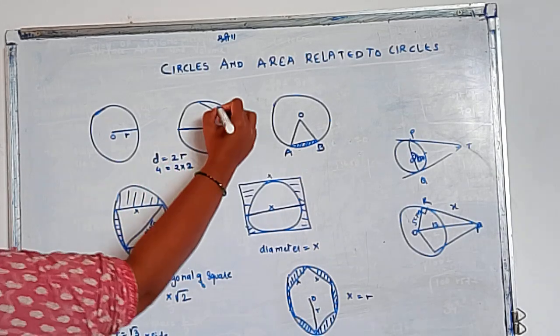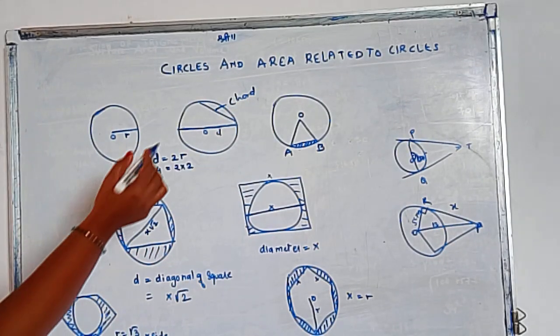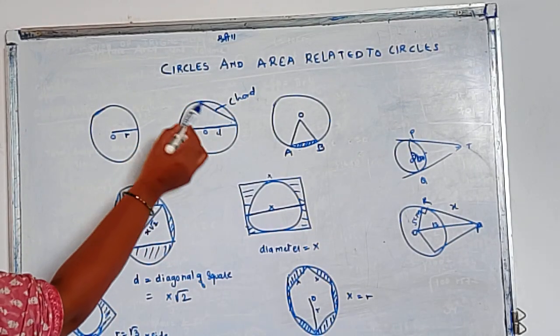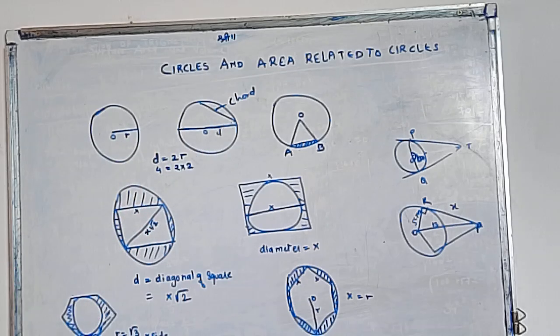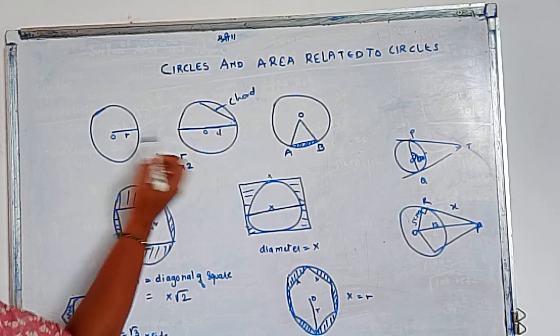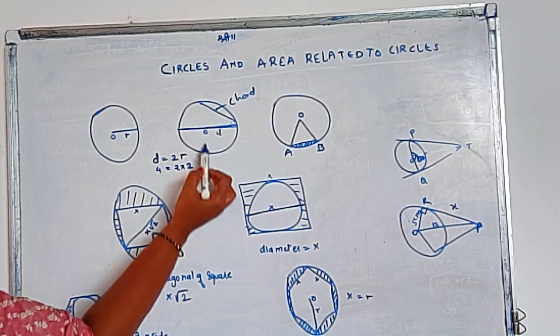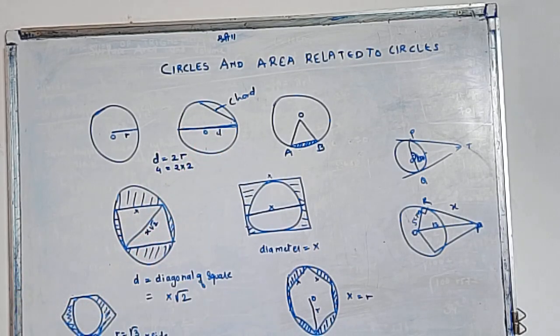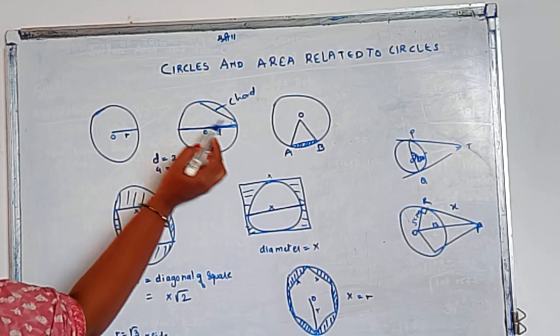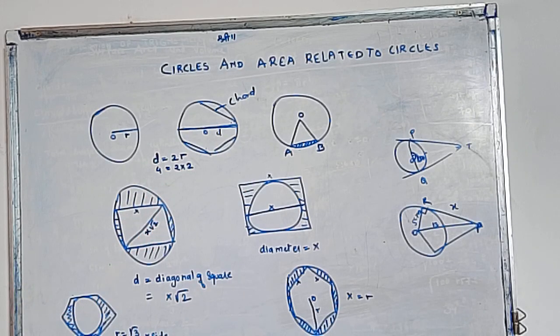This is called a chord. Chord is any line which also joins one arc to the other arc of the circle, but it is not passing through the center. Diameter passes through the center. Diameter can pass from anywhere, but it has to pass through the center. Chord also can be drawn anywhere, but it does not pass through the center.